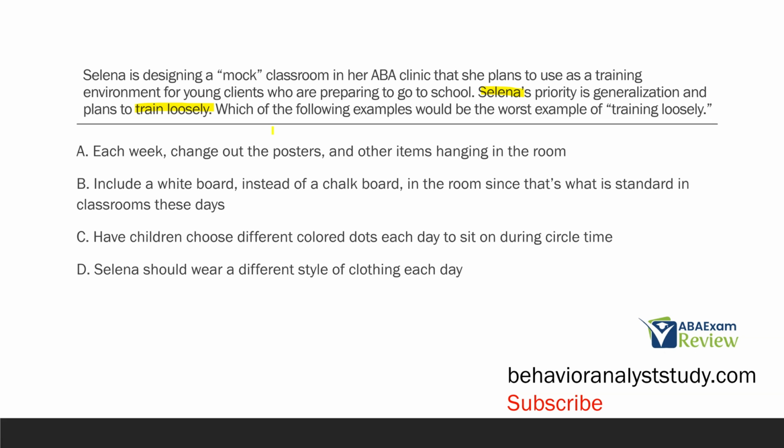When we train loosely, we start to vary non-critical aspects of the environment. And why do we do that? Well, we don't want non-critical aspects of the teaching environment to gain any stimulus control over behavior. So if we're looking for the worst example of training loosely, we're likely looking for something where we're altering a critical aspect, right? Because training loosely, we want to alter non-critical aspects. And so Selena's goal is this mock classroom for school.